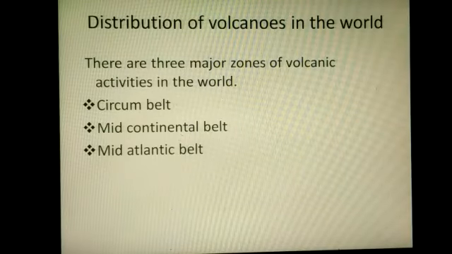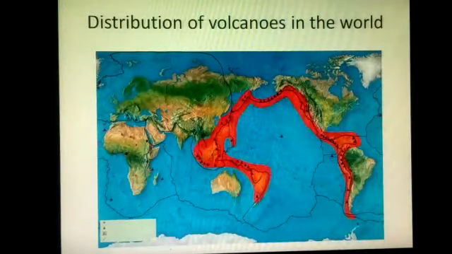There are three major zones of volcanic activity in the world. They are the circum-Pacific belt, the mid-continental belt, and the mid-Atlantic belt. The circum-Pacific belt is the active volcanic belt. This zone is popularly known as the Pacific Ring of Fire. Here you can easily trace the region and its belt. It contains about two-thirds of the world's volcanoes.